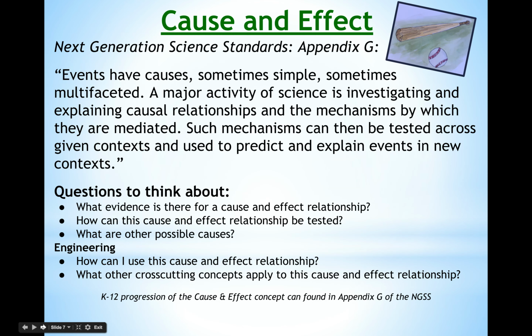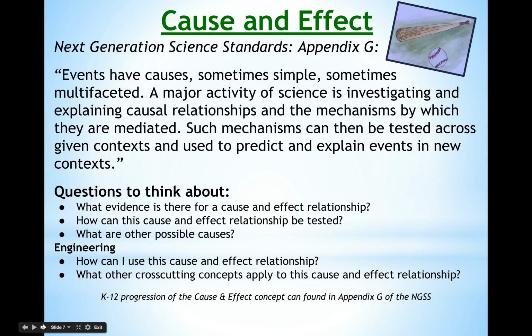The next cross-cutting concept is cause and effect. Cause and effect is innate in humans. From a young age, we want to know why something occurs. In science, cause and effect explains causal relationships, why things happen. And in engineering, it's a little different. We want to be in control of the cause so we can also control the effect.